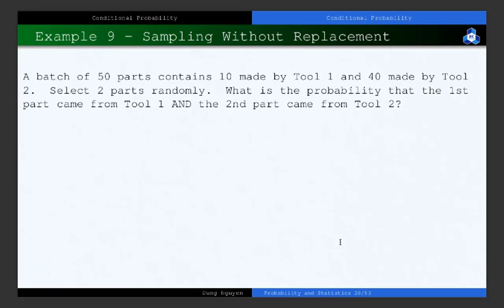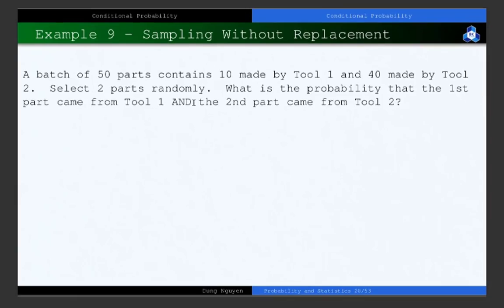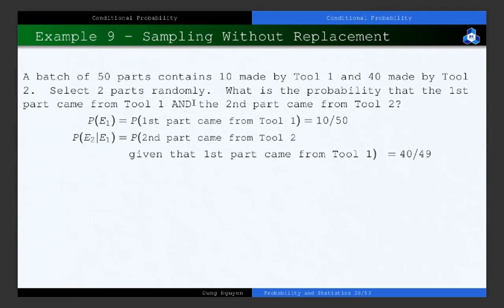Now, I want to give you another example. A batch of 50 parts contains 10 made by supplier 1 and 40 made by supplier 2. We select 2 parts randomly. What is the probability that the first part came from supplier 1 and the second part came from supplier 2? In the example, you have to find the probability of the intersection instead of the sum. So we need to use the product rule instead of the addition rule.